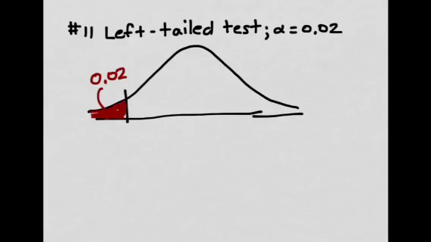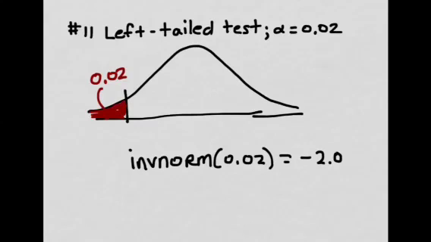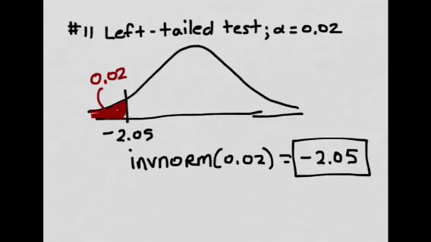So we have 0.02, so now when I do inverse norm, it's the inverse norm of 0.02, and I'm actually doing the right thing right now, and I get negative 2.05, and that's the correct answer because it's a left tail test, so we should have a negative critical value. And that's how you find critical values.